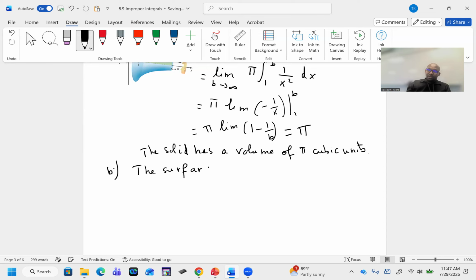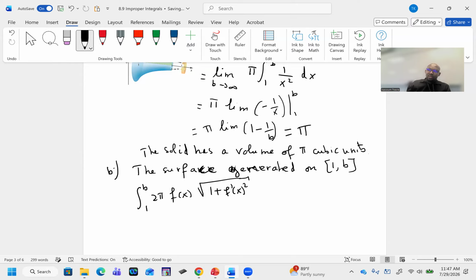The surface area on the interval 1 to b is what? 1 to b, 2 pi f of x, square root of 1 plus f prime of x squared dx, right?